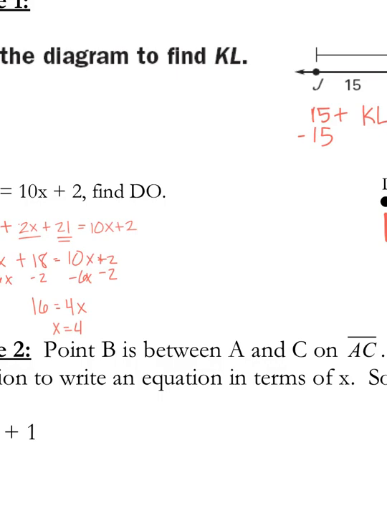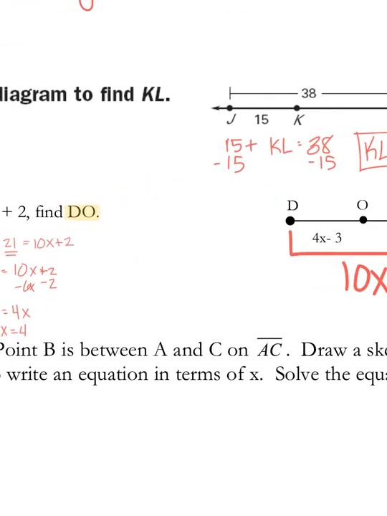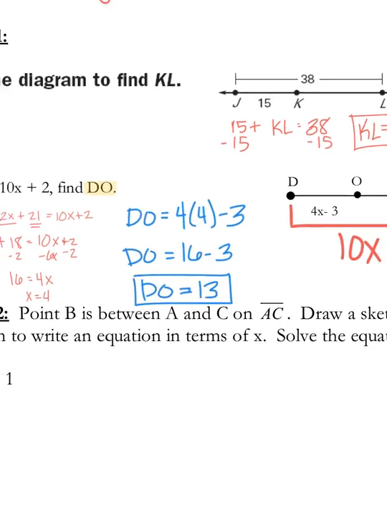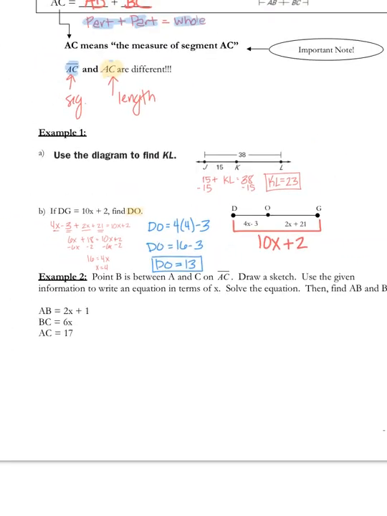Now it says find DO. So also in geometry, we have to pay attention to what it's asking for. It's not always going to ask you to find x. It's going to ask you to find different things. So DO is 4x minus 3. So DO is 4 times 4, whoops, not plus, minus 3. DO equals 16 minus 3, so DO equals 13. And there we go. Our next example, we are going to skip.